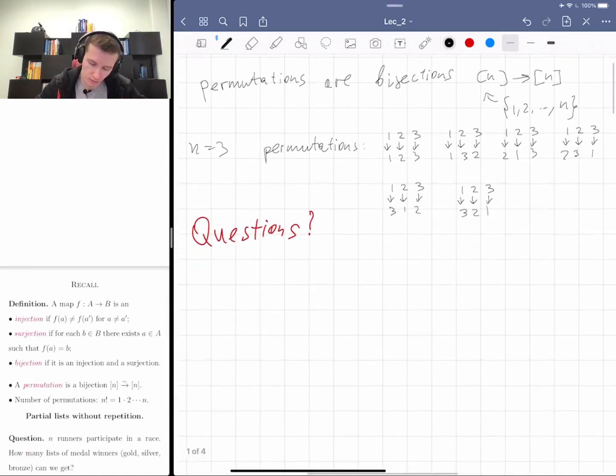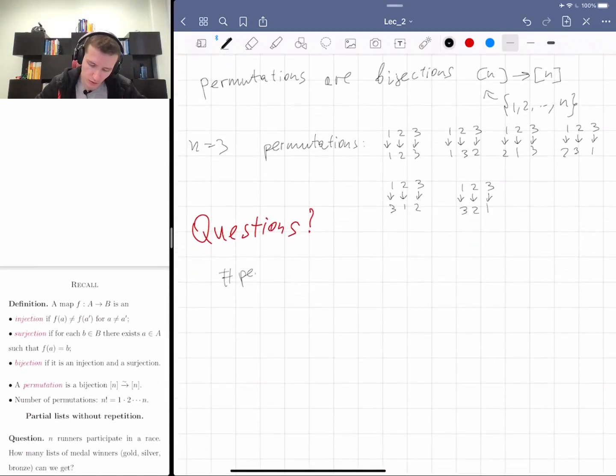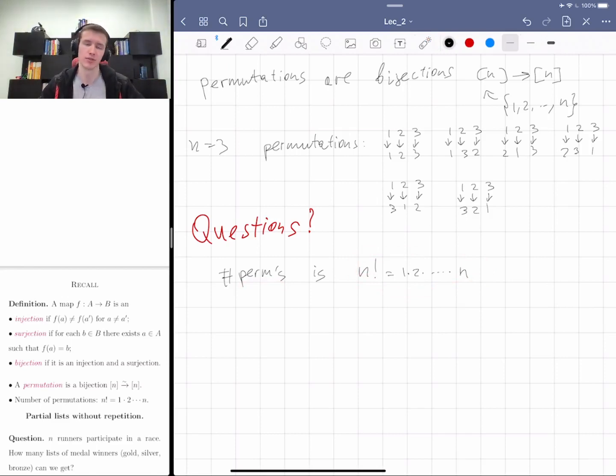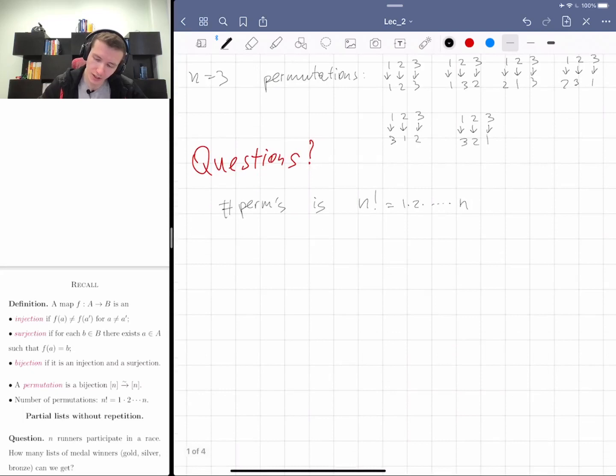All right. Today there was one more point, which is that the number of permutations is n factorial, which is 1 times 2 times etc. times n. Today we're going to count some slightly more complicated objects than permutations, so the answers are going to be slightly more involved. I'd like to start with an example that I like from the book.